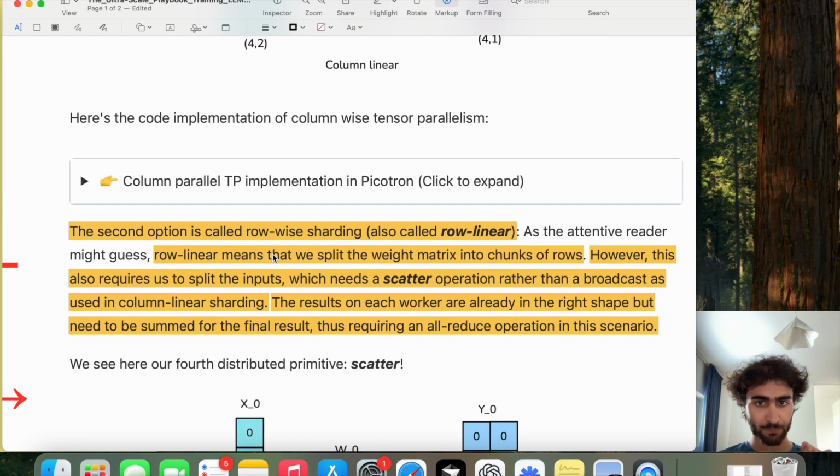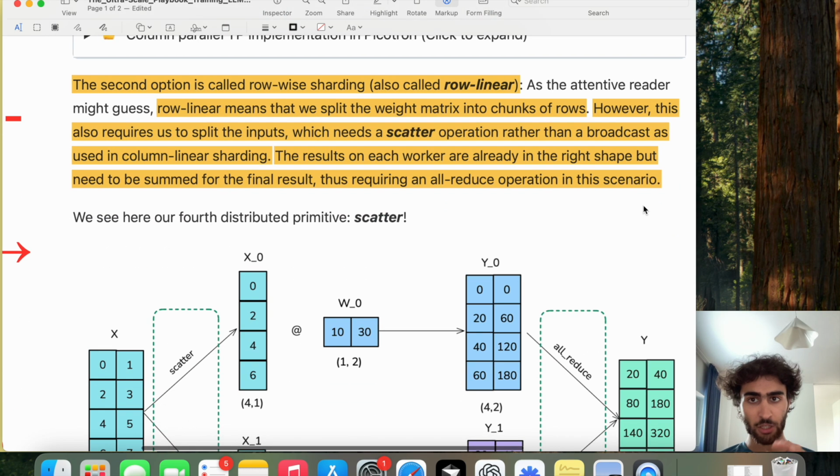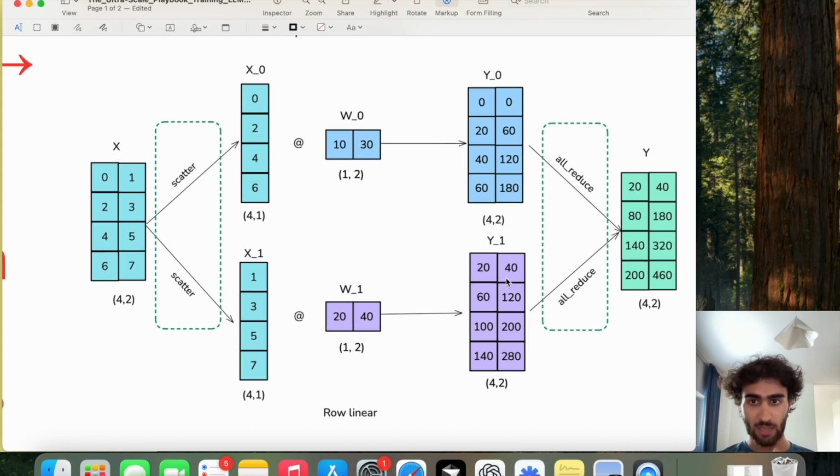Let's get back to here. The results on each worker are already in the right shape at the end of the computation, but they need to be summed for the final result, thus requiring an all-reduce operation in this scenario. All-reduce is just a sum. We're reducing two matrices down to one.